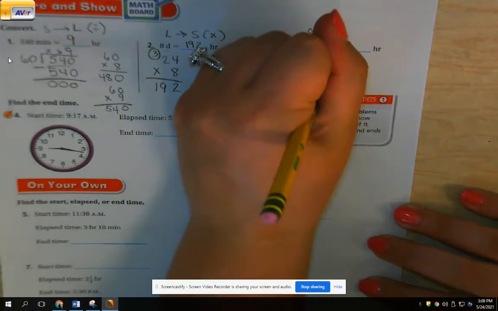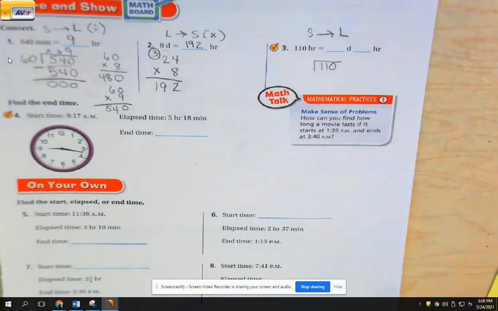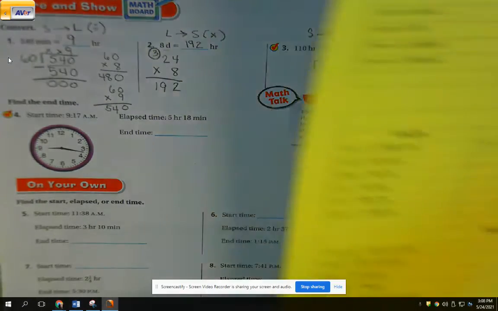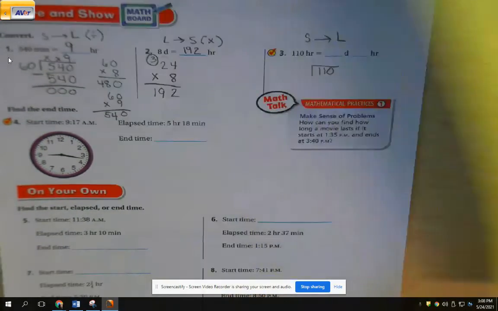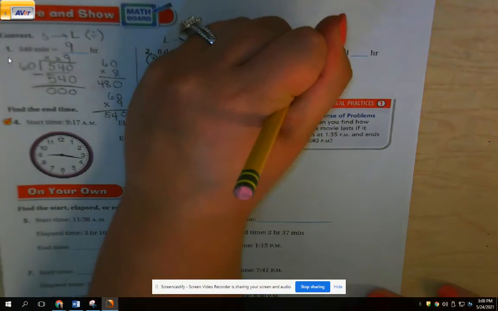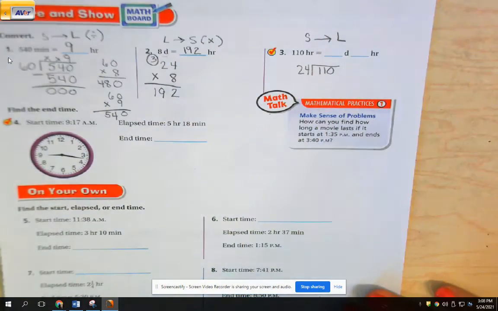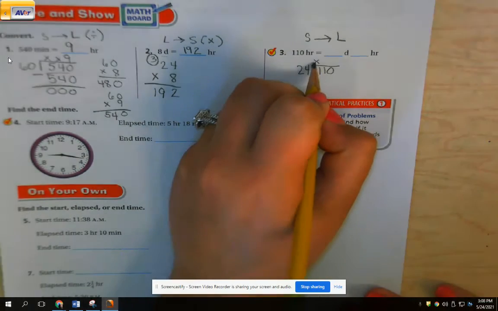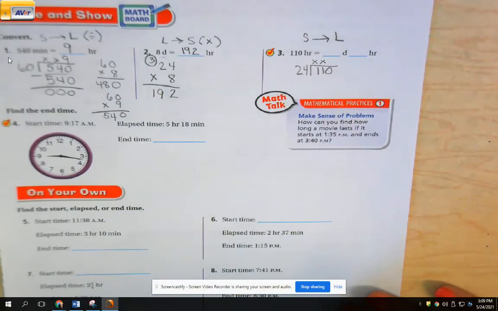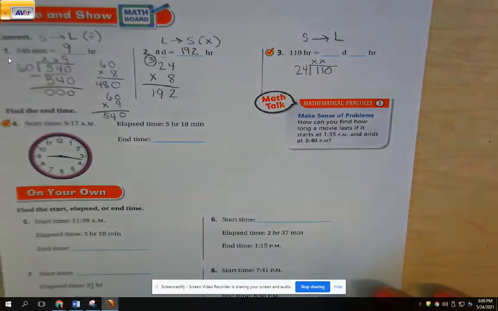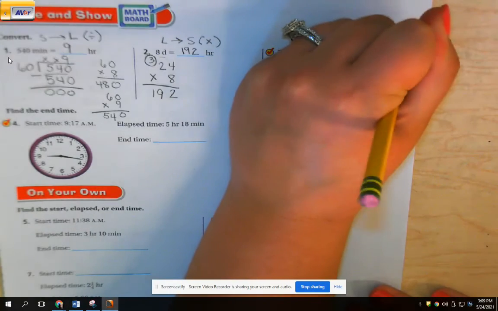So we have 110 hours. Let's see how many hours are in one day. There are 24 hours in one day. So I'm going to divide by 24. 24 can't go into 1, can't go into 11, but I'm guessing it can go into 110 a couple times. So I'm going to try 24 times 4 and see where that gets me.